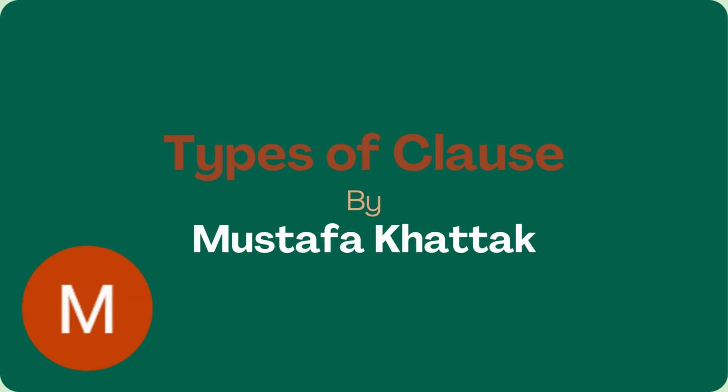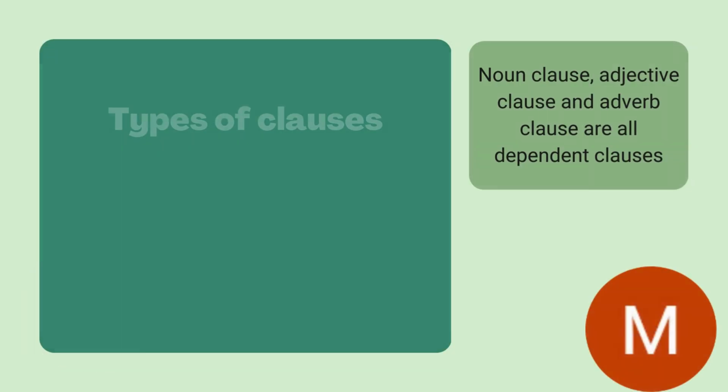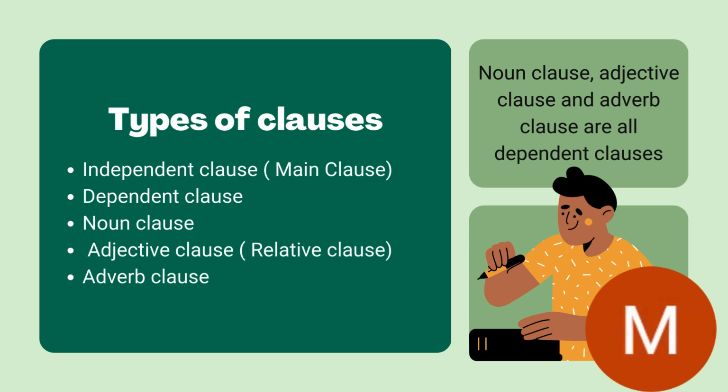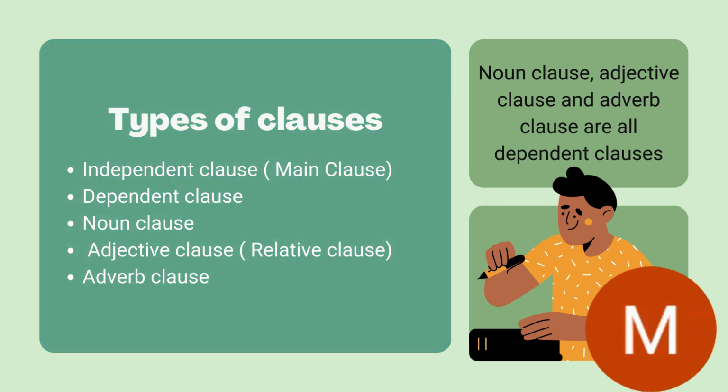Today's video is about types of clauses. At the end of this video, you will be able to define what is a clause, understand two main types of clauses, independent clauses, and you will also be able to know the different types of dependent clauses like noun clause, adjective clause, which is also called relative clause, and adverb clause. So, without further ado, let's jump into the video and define what is a clause.